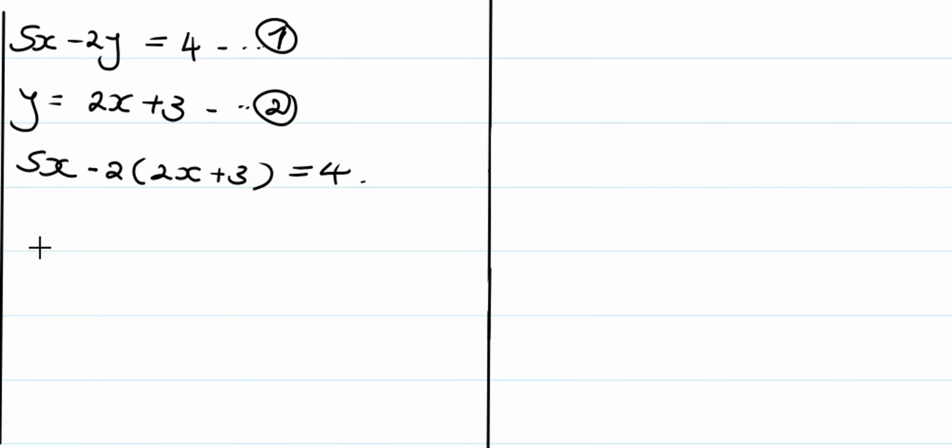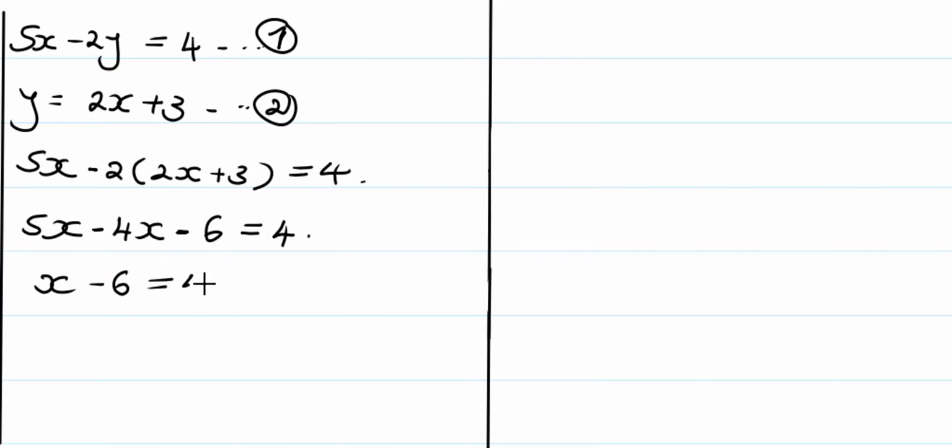Then from there, we can now open the brackets and it will be 5x minus 2 multiplied by 2x will be 4x. Then minus 2 multiplied by 3, which is negative 6, of course, because here is negative and here is positive. Negative multiplied by positive is negative, is equals to 4, like that. Then I can go ahead and say 5x minus 4x is x. Then minus 6 is equals to 4.